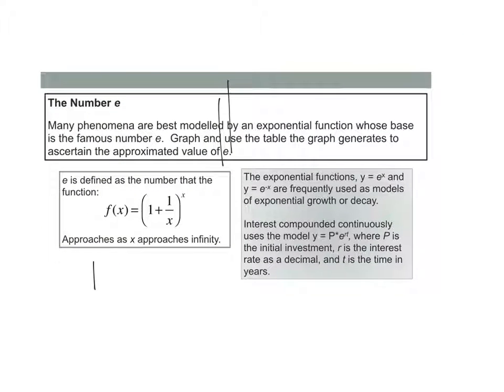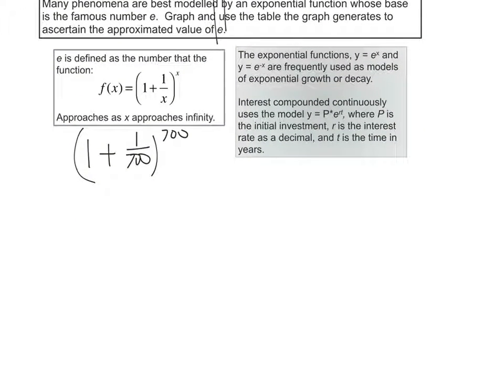Okay, 1 plus 1 over 700, to the power of 700. Try typing that in. Don't even use your graph, just type that into the main screen of your calculator. What do you get? On the graph, it looks like a straight line. It's not a straight line, but what do you get? You get e. You get about 2.7, right?